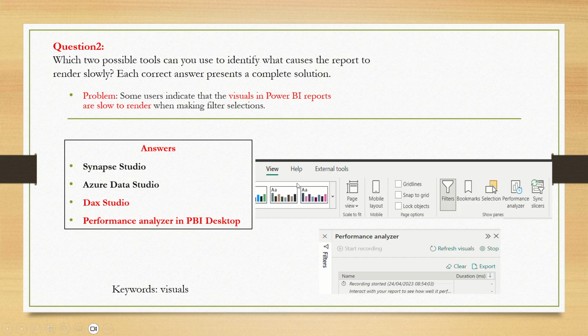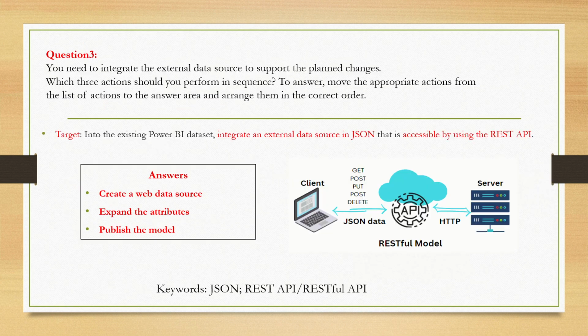Right, so if you were to access your Performance Analyzer, you come to View and you see it right here, Performance Analyzer, and you start recording, interact with your report elements, and then it shows you. Then you click on stop. You can export your reports and then do a deeper dive.